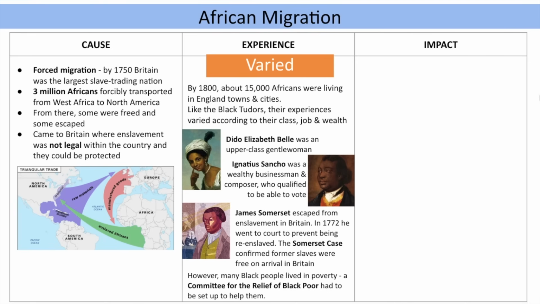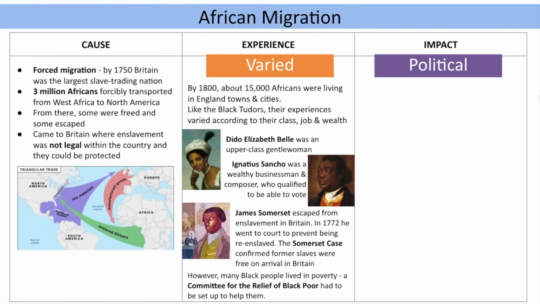It's not all positives though. As I said, there is significant racism at this time, and lots of black people in Britain are living in poverty, to the extent that an organisation has to be set up called the Committee for the Relief of Black Poor to try and help them with jobs and food and places to live.